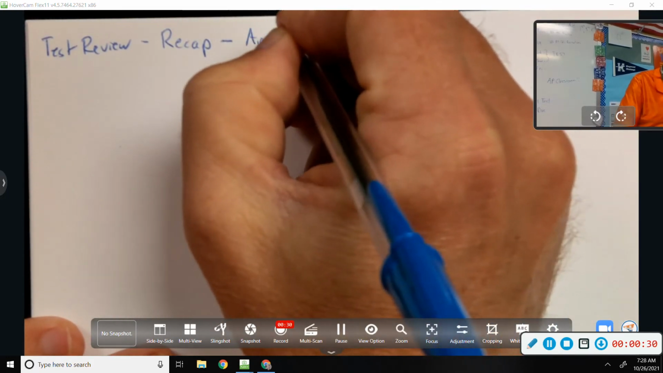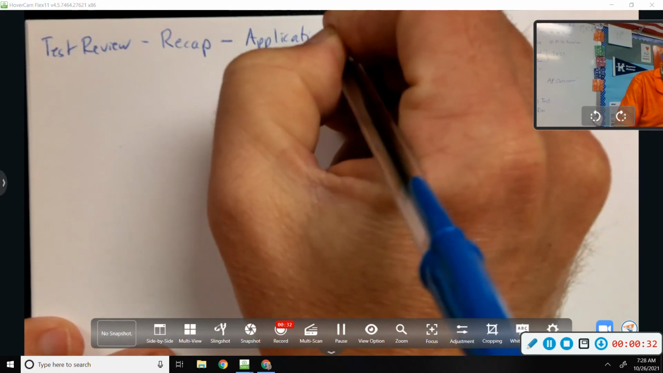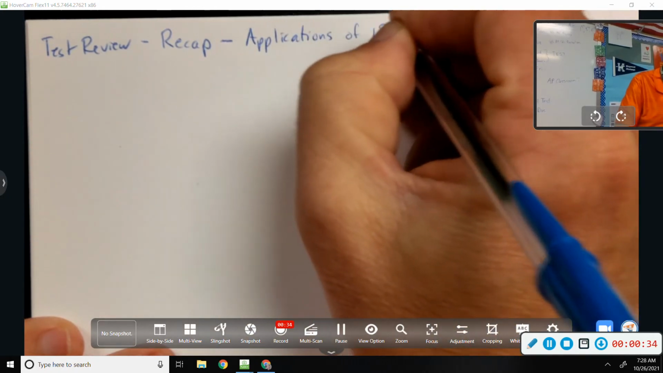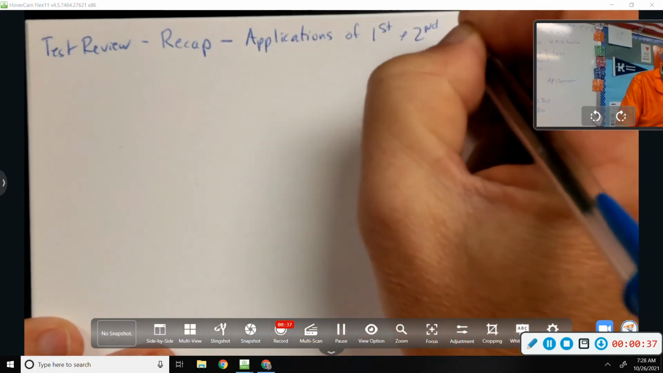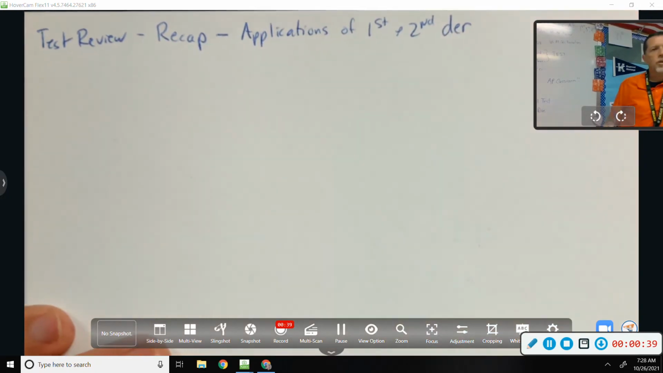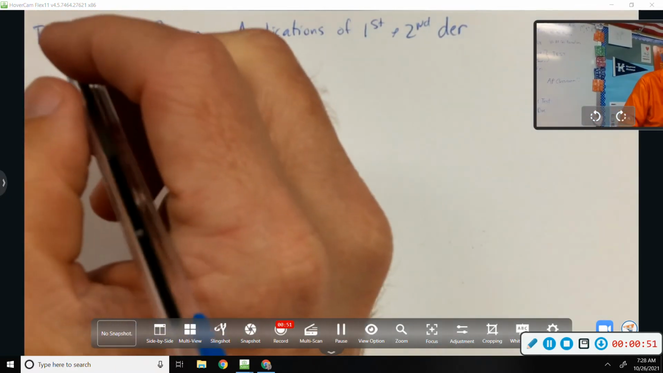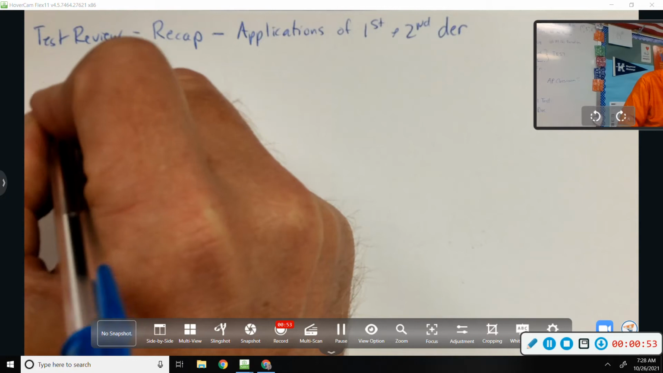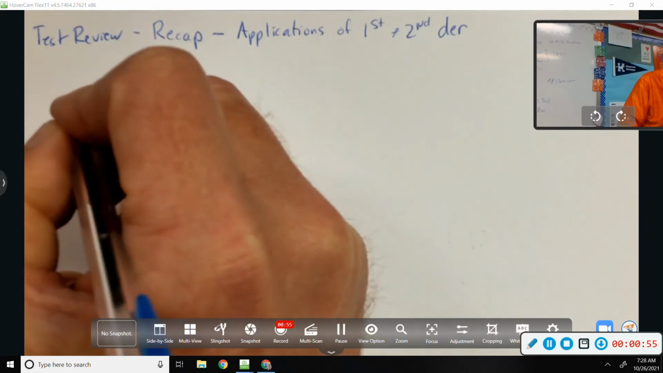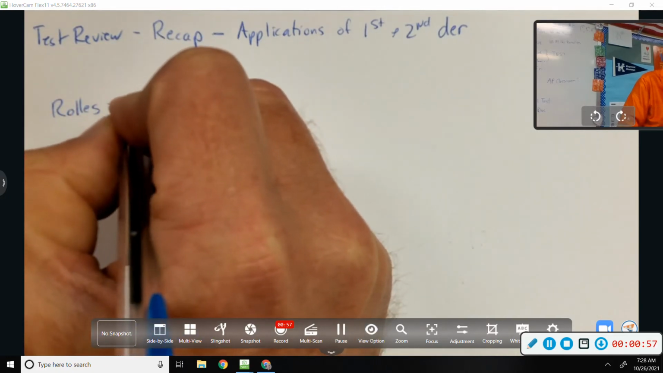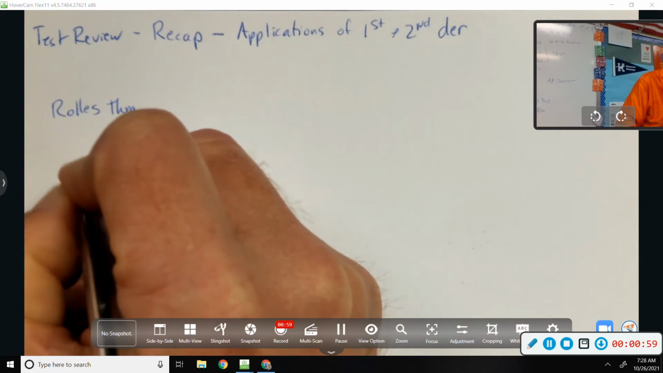I think the title of the chapter is something like Applications of First and Second Derivative. So we didn't learn any new derivatives this unit at all. We only used derivatives. So in theory, we know how to take all the derivatives that we would use, and now we're going to use them in a couple of different ways. The first two things we talked about were Rolle's theorem and MVT.